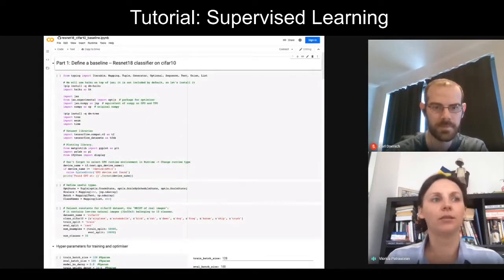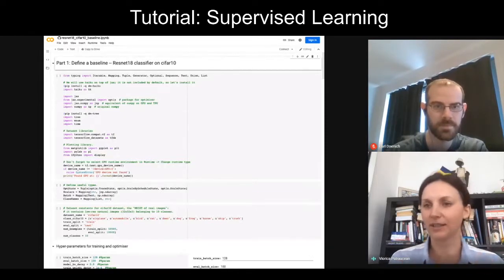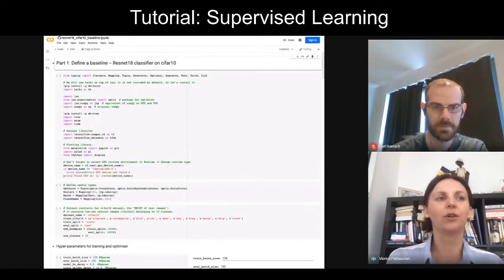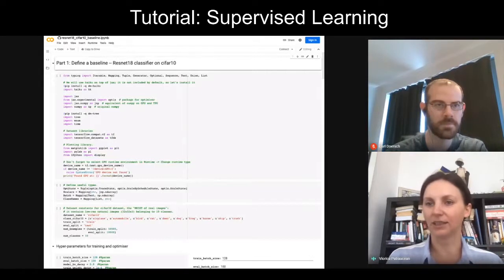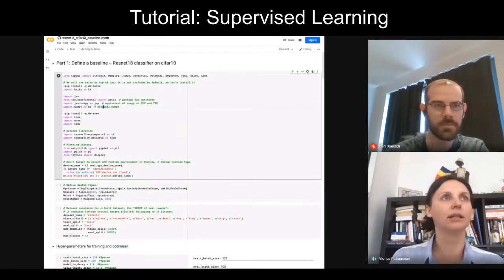Okay, so today we are going to code some exercises related to supervised learning, and we will start with a simple baseline, a ResNet 18 classifier, and we will train it on CIFAR-10. Due to the constraints of the setting using a Colab, we cannot run on very large datasets or use very large models. But all the concepts, all the ideas that we are presenting are applicable to larger models as well. So I hope everybody managed to retrieve the first part of the tutorial.